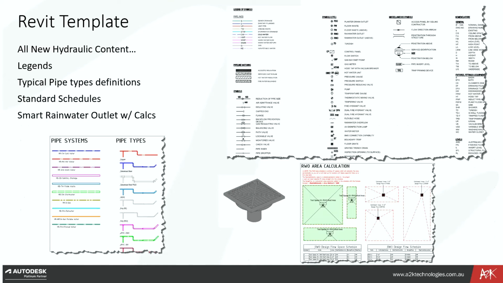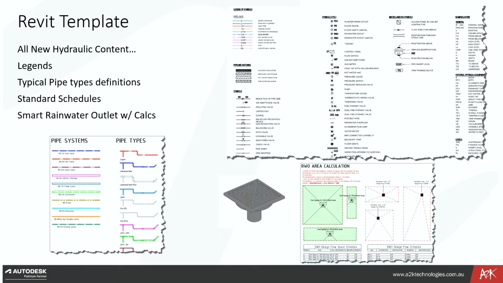Okay, to talk now a little bit about the hydraulics side, there's been some exciting developments here as well. We've got a range of hydraulic content now available. Similar to electrical, we have legends available as starting points. We've got typical pipe type definitions, along with the hydraulic piping systems that you need to deliver a typical project. As I keep saying, it's a good base starting point. We are continuing to develop these out further as we get feedback, by the way. So there's always room for more, as we've always said in the past.